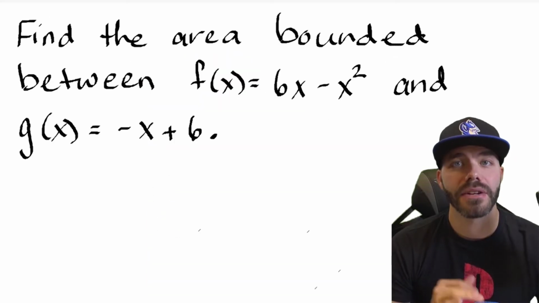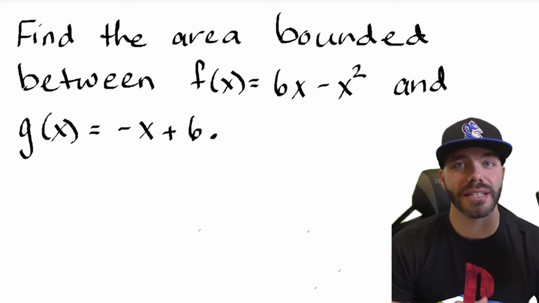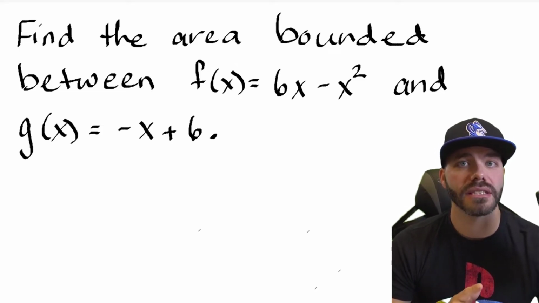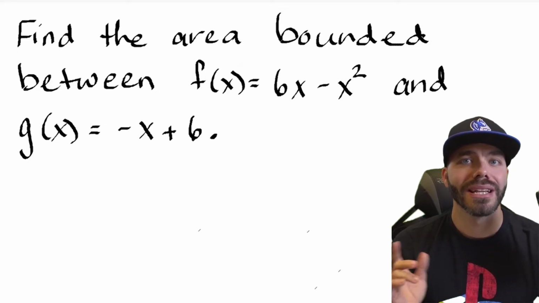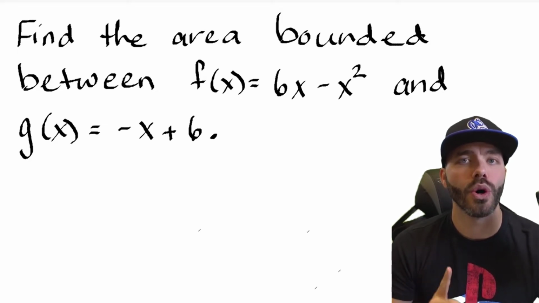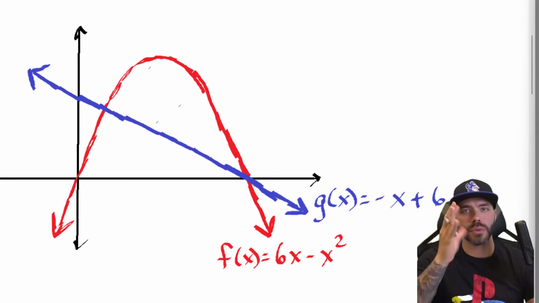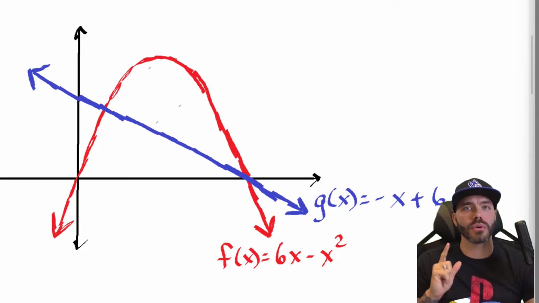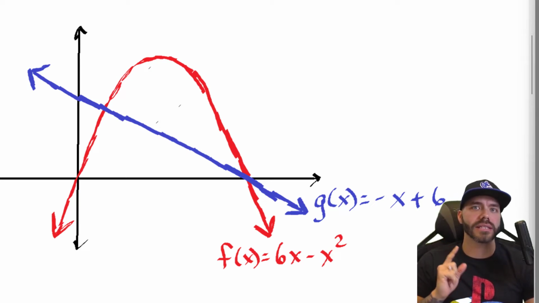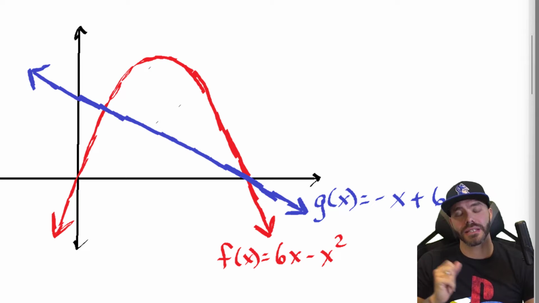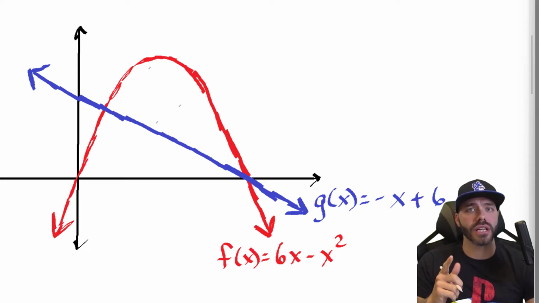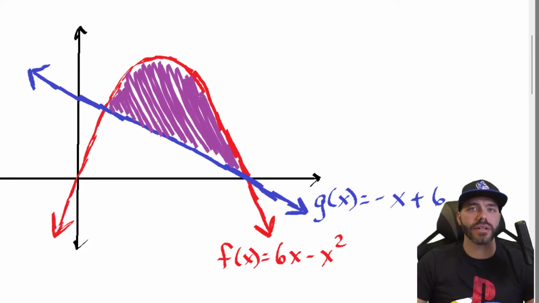All right, find the area bounded between f of x is equal to 6x minus x squared and g of x is equal to negative x plus 6. Let's go ahead and plot these on one coordinate plane. Here are these two curves plotted on the same graph, just a rough sketch. We don't have to get everything perfect, but we do know that the quadratic passes the x-axis at 0 and 6, and the line has a negative 1 slope with a y-intercept of 6, and therefore also has an x-intercept at 6. Let's visualize the area bounded between these two curves with this shaded region. Okay, that's the area that we're going to try to find.